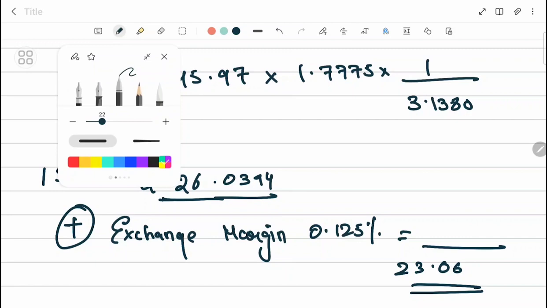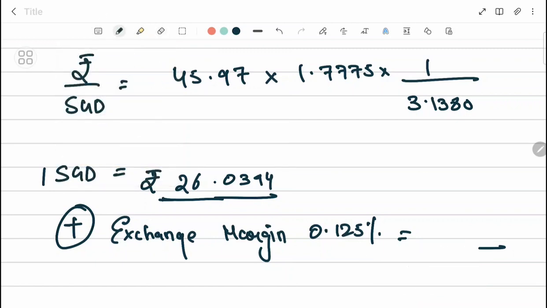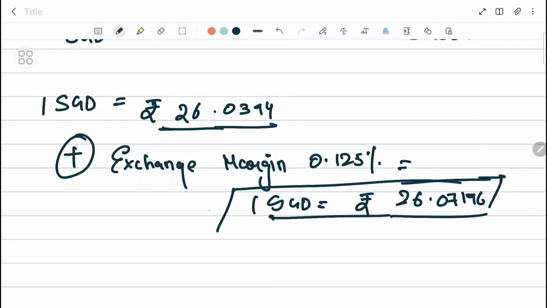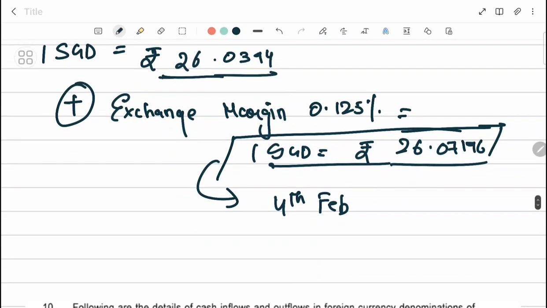This gives me 26.07196. Okay, now what is this? 1 SGD is equal to rupee 26.07196. Okay, so this is the rate, final rate on, but which date? This is on 4th of Feb. At this particular rate, the bank will sell to the customer SGD 25 lakh.